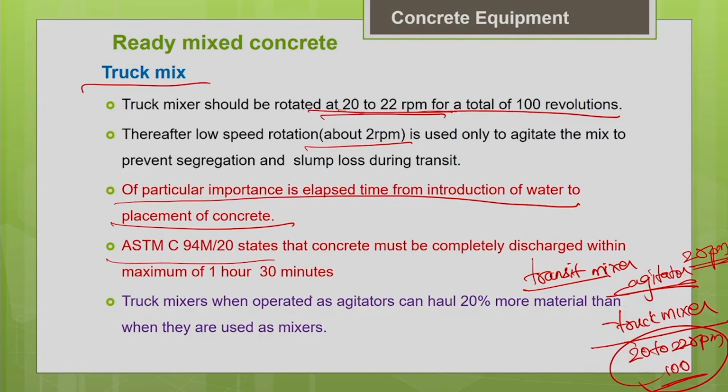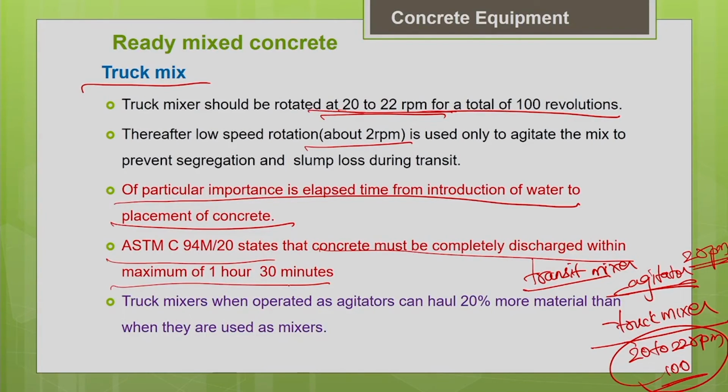So that is why we have to deliver the concrete within the stipulated time as given by the code guidelines, okay. According to the ASTM guidelines, concrete must be completely discharged within a maximum of 1 hour 30 minutes. Your time is counted from the moment you add the water to the concrete making materials, till the placement time. If the transit time is extended beyond this, then the concrete quality will be poor. You have to reject the concrete, okay.